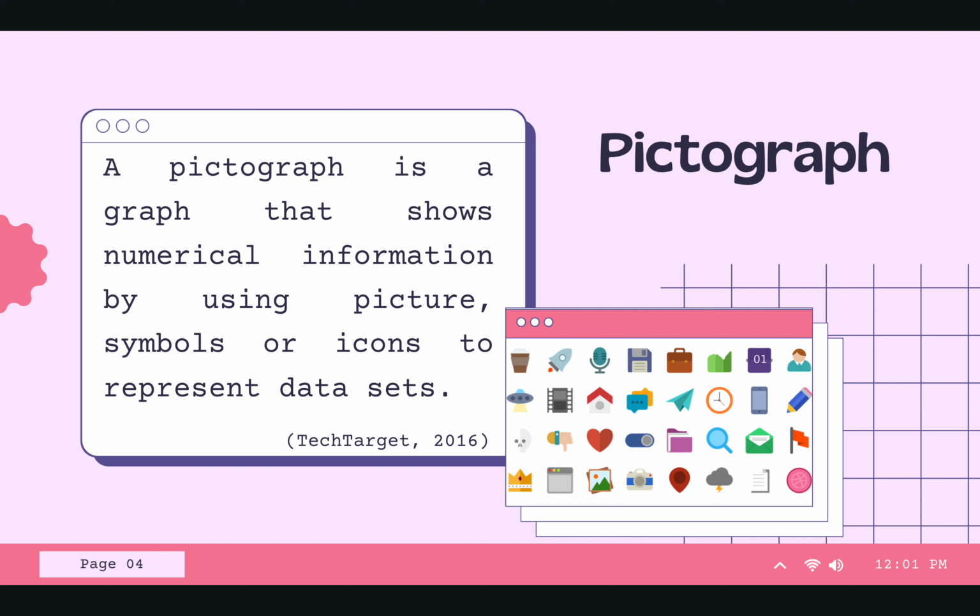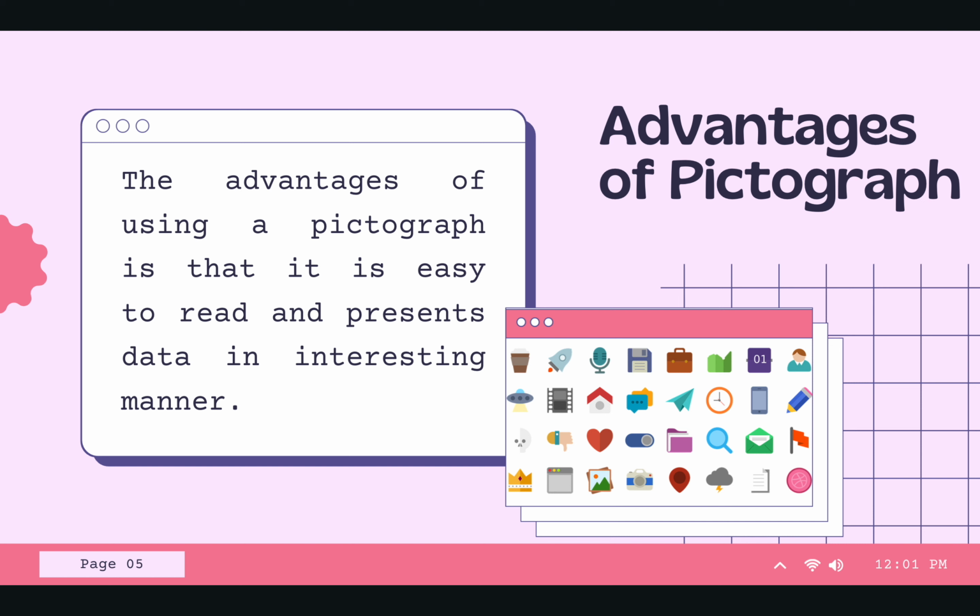Definition of pictograph. A pictograph is a graph that shows numerical information by using pictures, symbols, or icons to represent data sets. The advantage of using a pictograph is that it is easy to read and represents data in an interesting manner.